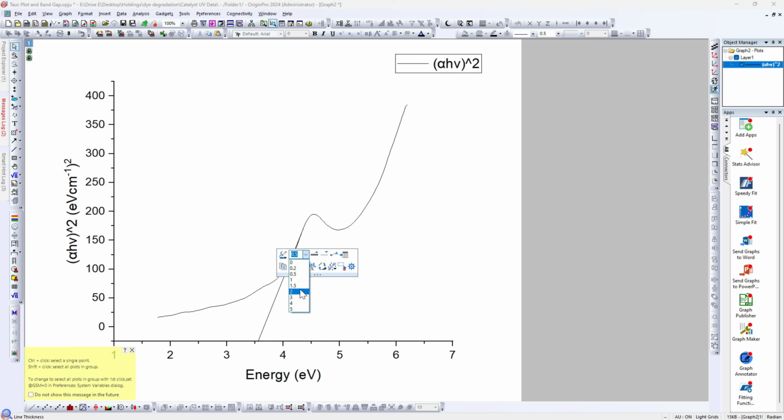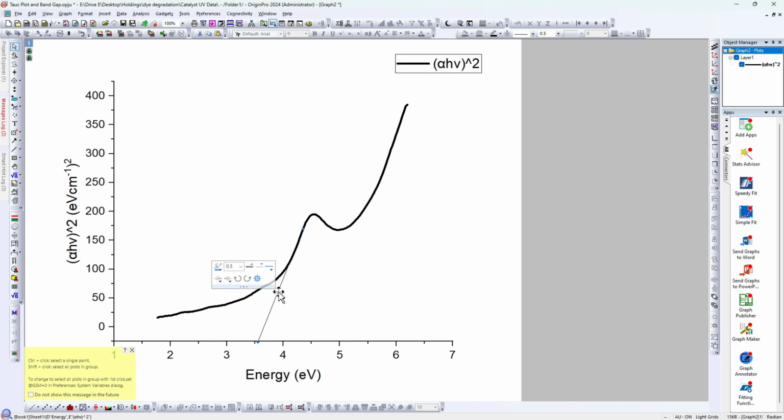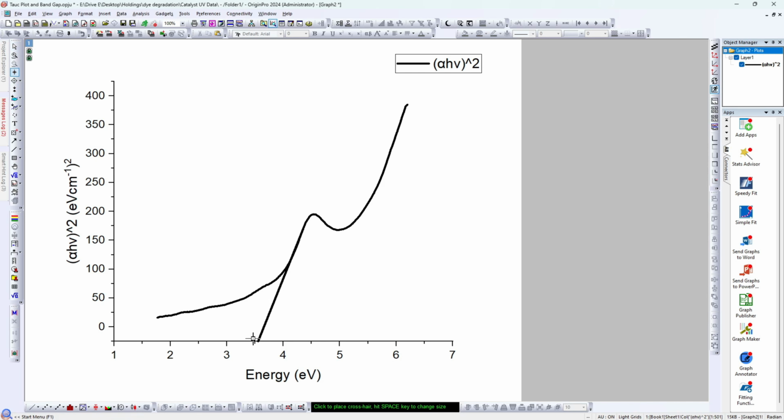Just increase the width of the line, and use this screen reader tool to get the band gap, which is the direct band gap, 3.556. And write direct band gap.